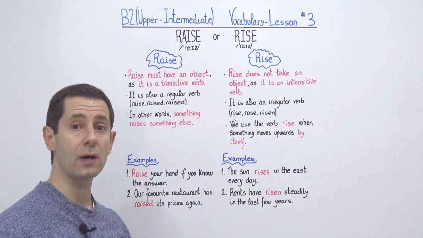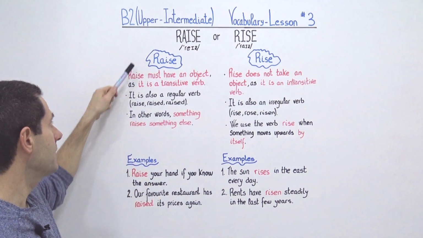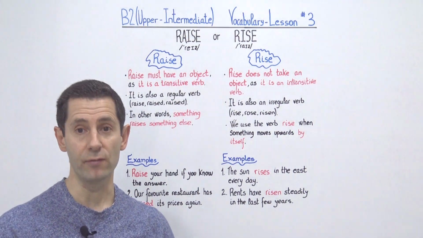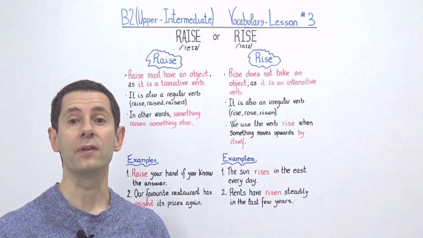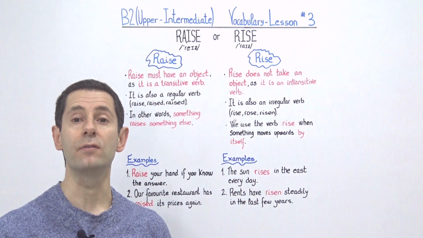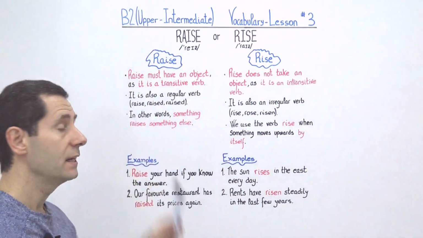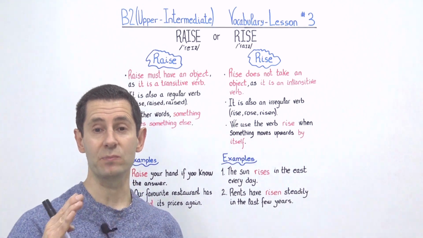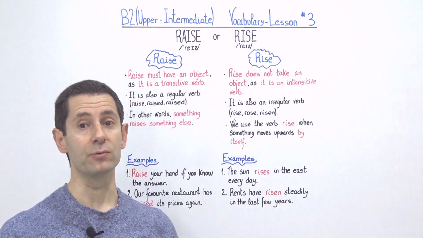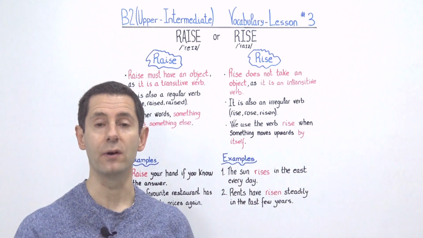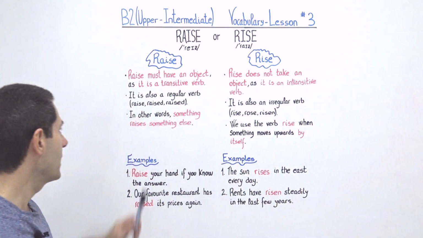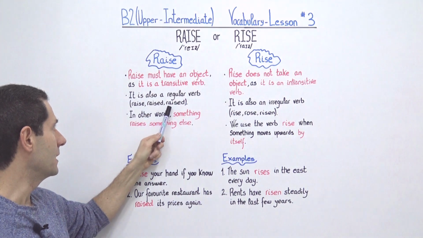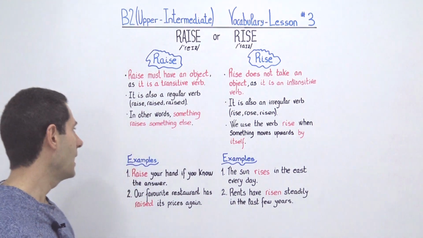So let's talk about the first one. Now, raise here must have an object. Why? Because it is a transitive verb, and as you know, those verbs that are transitive require an object. It is also a regular verb. That means the past and the past participle have the same pronunciation and the same spelling. So we pronounce it raise, raised, raised. That is easy.